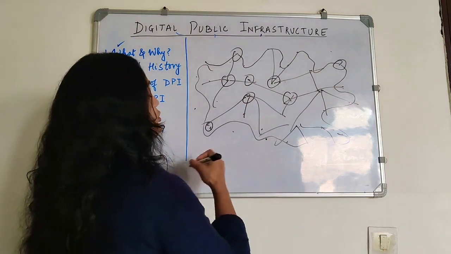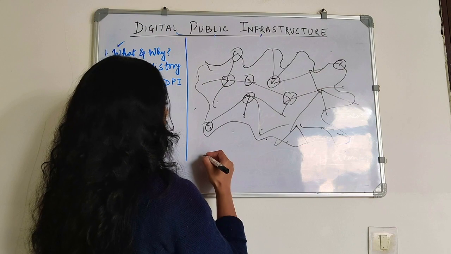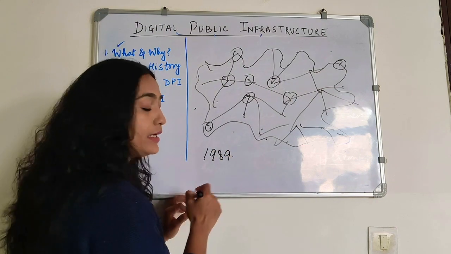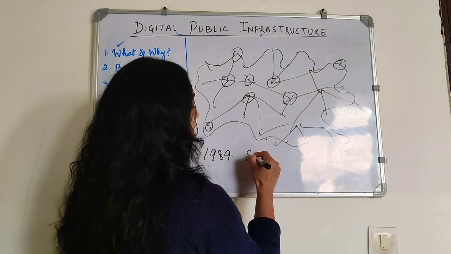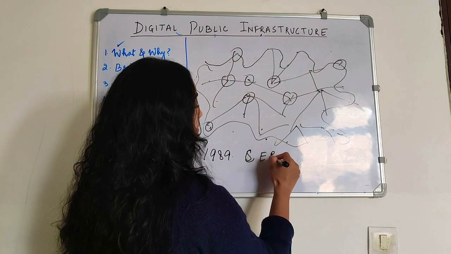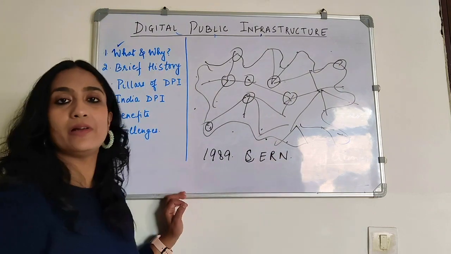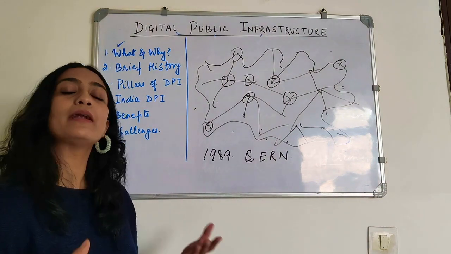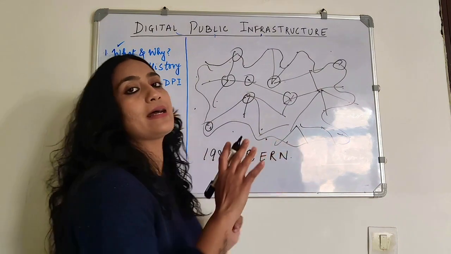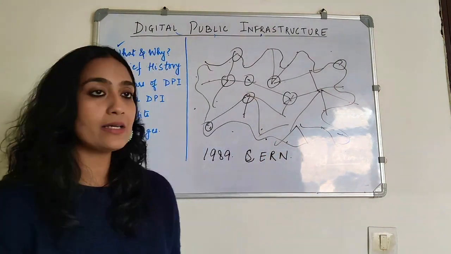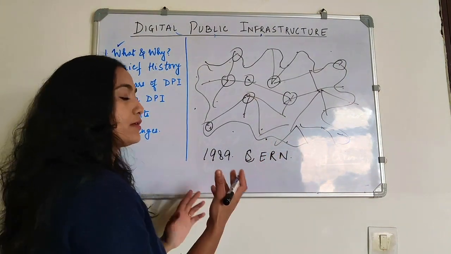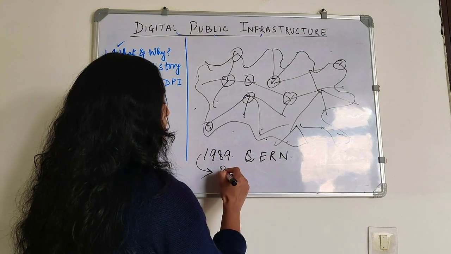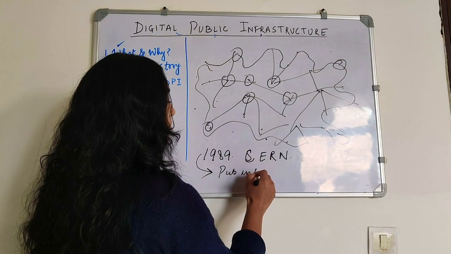Now the web was developed in 1989 in Switzerland, at CERN, which is the European Center for Nuclear Research. It was developed then, but now again this is not owned by any particular entity, and it's a free service. So this is also public infrastructure.